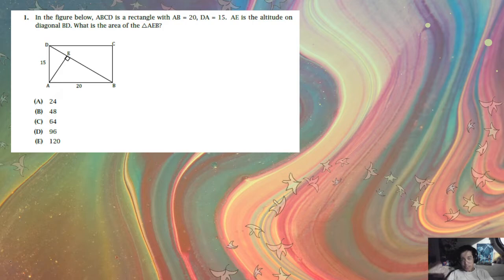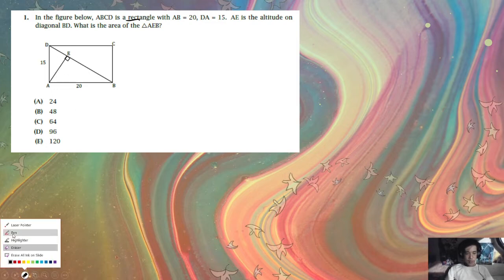We have rectangles. Let's try to answer a bit of a challenging problem. In the figure below, ABCD is a rectangle, with AB equal to 20, DA equal to 15, and AE being the altitude of diagonal BD. So what's the area of triangle AEB? Essentially you want to find the area of this triangle here. So how do we find the area of that triangle?